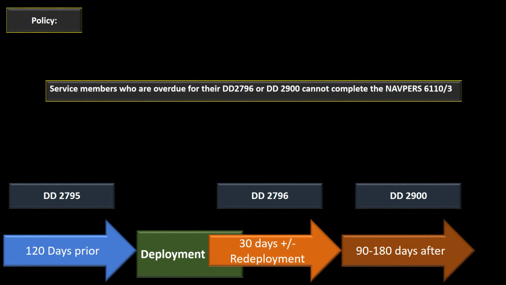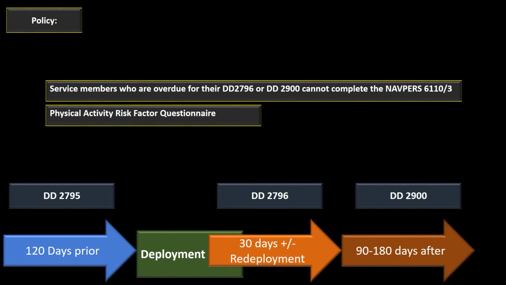And then service members who are overdue for their DD 2796, their post-deployment health assessment, or their DD 2900, their reassessment, they cannot complete their NAVPERS 6100/3. Well, what do we think a NAVPERS 6100/3 is? It has to do with Navy Personnel Command, and it has to do with physical fitness. So can we rationalize our way into what this is by knowing our SSIC? All right, so your NAVPERS 6100/3, that's your physical activity risk factor questionnaire.